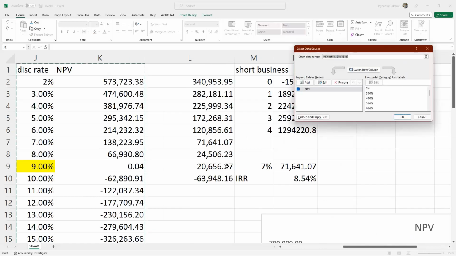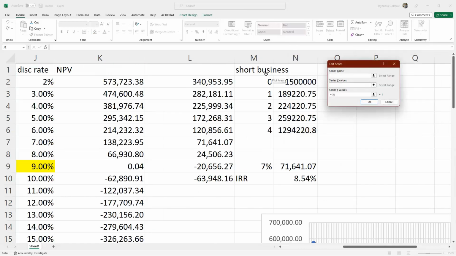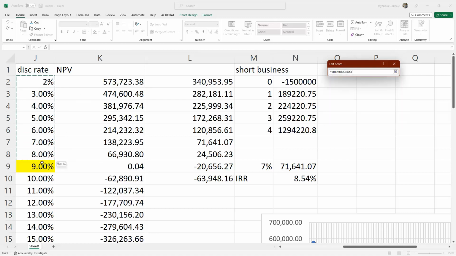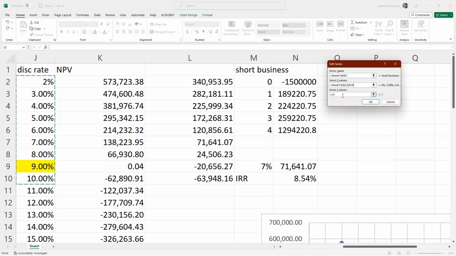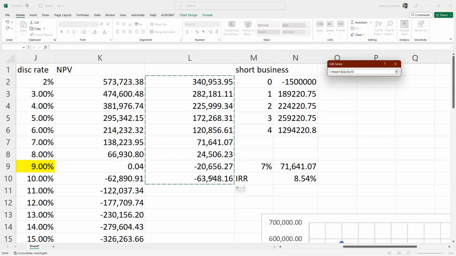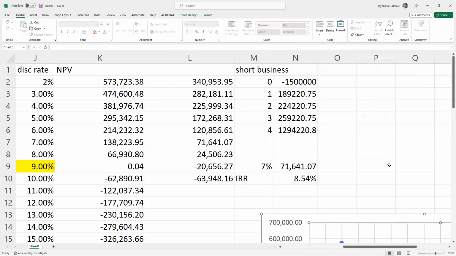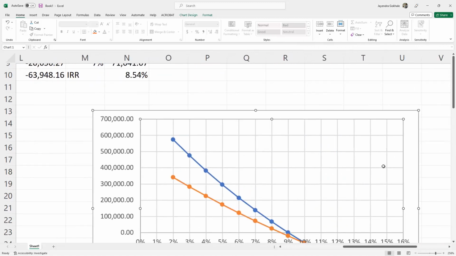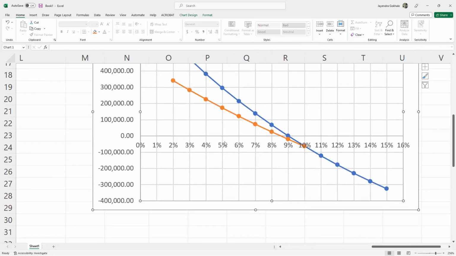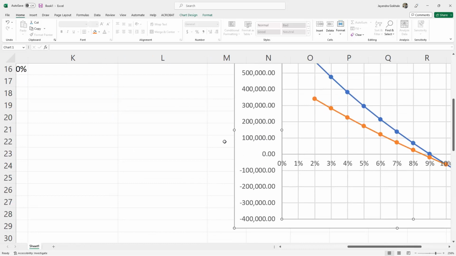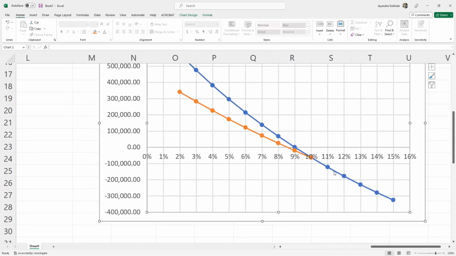So just select data and just call it short business. X values are till here, let's say. Y values are till here, and then okay. So it's not as complete as a long business, but we still get the graph we want, like the crossover until the cross. Yeah, enough. This is enough. So this is 8.5% and this is 9%.